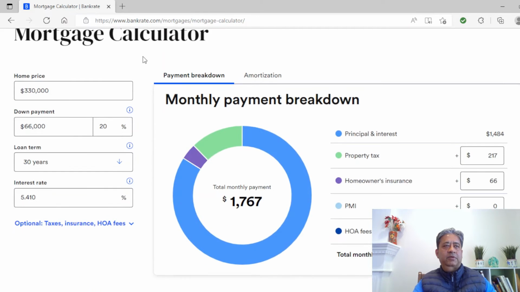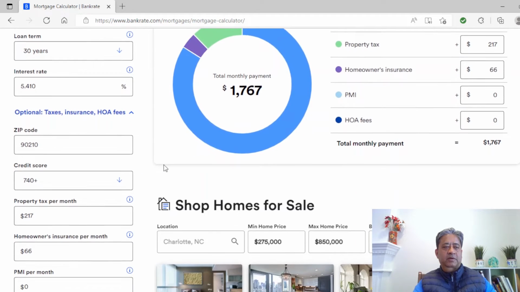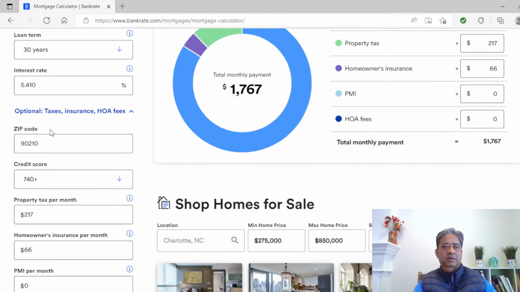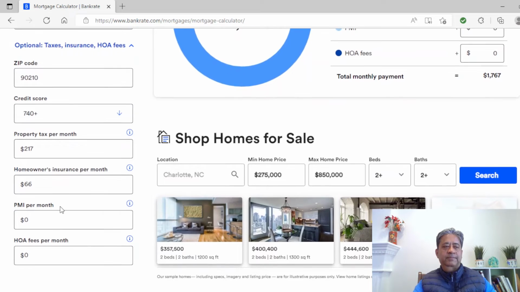In this calculator, all you have to enter is the home price, the price of the home you're planning on applying the mortgage for, and what kind of down payment you'll pay, for example 20% or 10%. Then the term of the loan, which could be 30 years, 20 years, 15 years or 10 years, and the interest rate. Typically there are other parameters associated with applying for these mortgages, say, which zip code you're going to be buying this home in, your credit score, your property tax based on the zip code, what the monthly property tax is going to be, and any homeowner insurance you want to apply for this home.